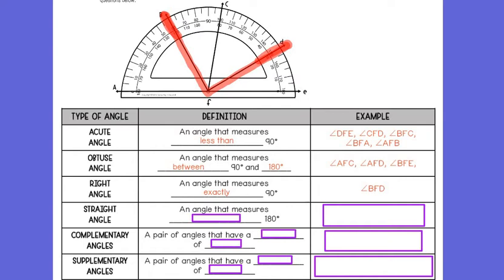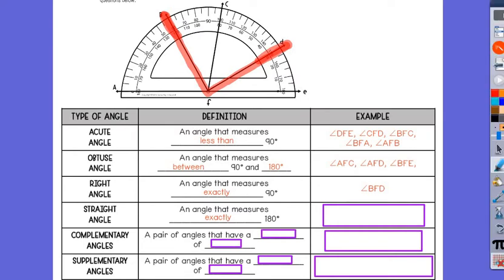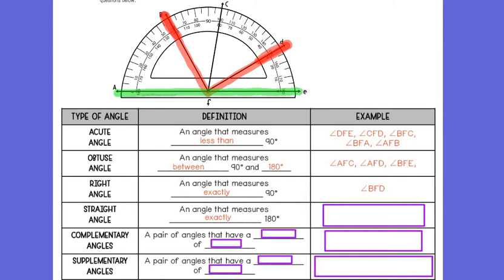Now a straight angle. What else could we call a straight angle? A line. An angle that measures exactly 180. This example might be hard. What you got? AFE. Is that it? I think that might be it. AFE forms a straight 180-degree line.